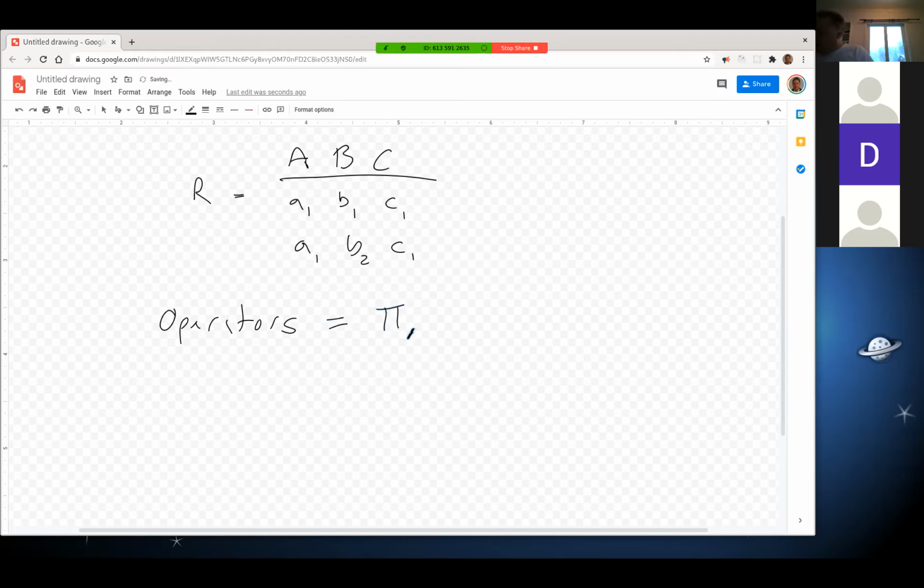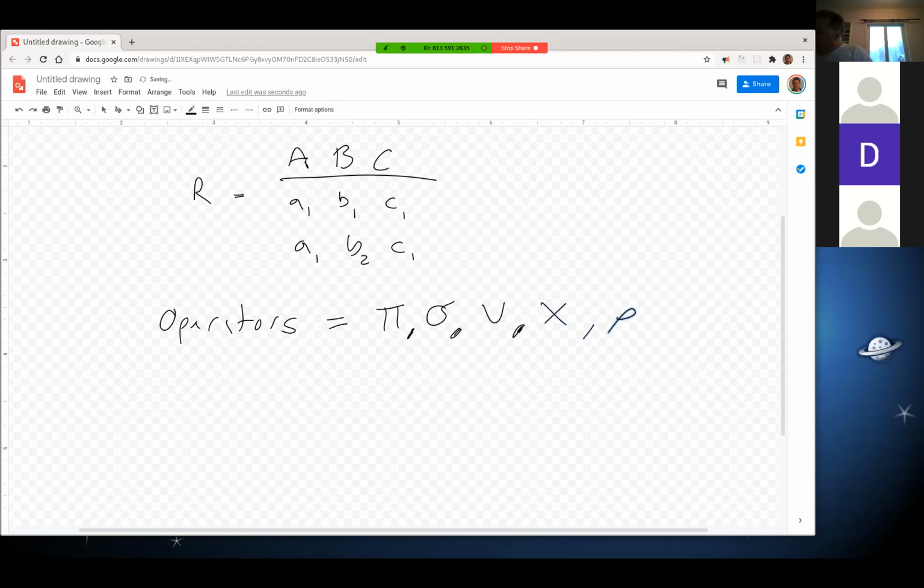Then the next one we're going to do after that is called selection, which is the sigma. Then we're going to talk about union. There's a U for union. And then this is the harder one for people, it's called Cartesian product. That's like a big X. It's an operator. And we're also going to talk about something called renaming.